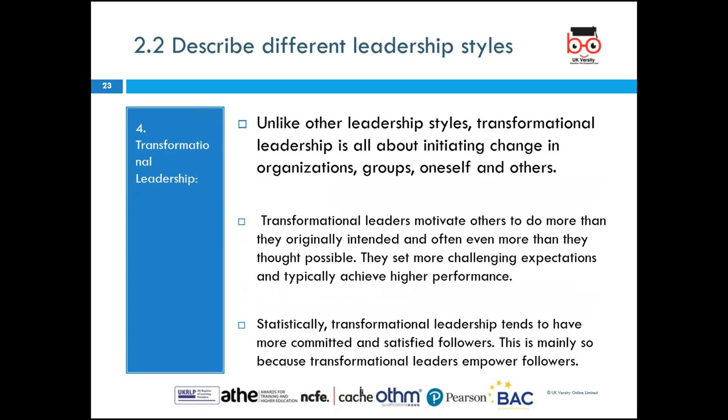Then you've got transformational leadership. So unlike all the other leadership styles, transformational leadership is about having change in your organization or in yourself or in your team. Transformational leaders actually motivate their colleagues quite a lot. They set challenging expectations and they try and get you to achieve high performances. So they do encourage you and they empower you and they're trying to make you work even better.